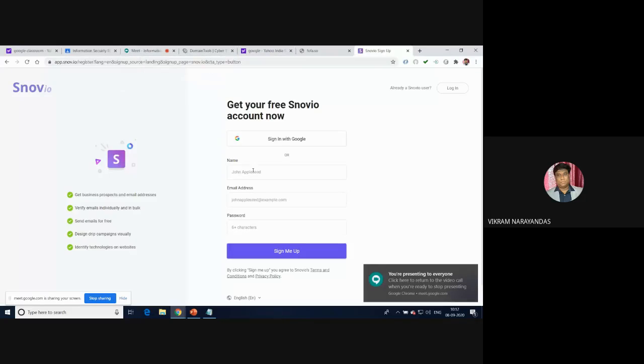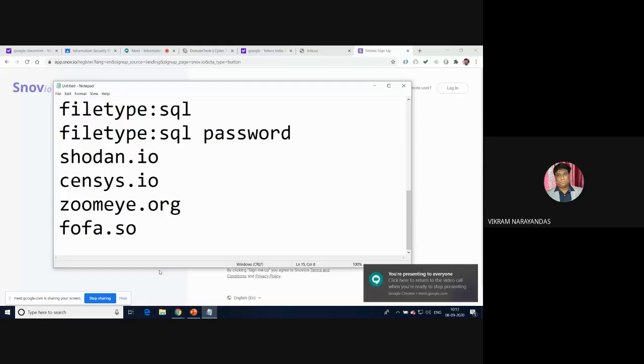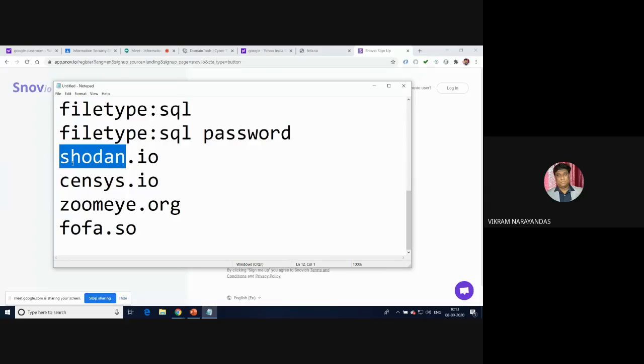So yesterday we discussed filetype:sql, filetype:sql password, and shodan.io. This shodan.io is another website, a search engine you can call. It is very handy for your investigations, not only for the web, it is also used for some specific information. Let me log in. You can log in for this, and you can see the information about the CCTV cameras.